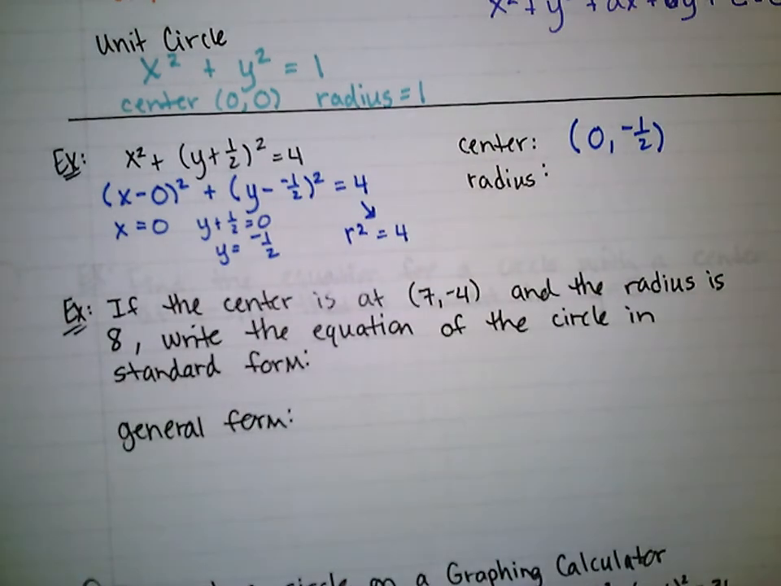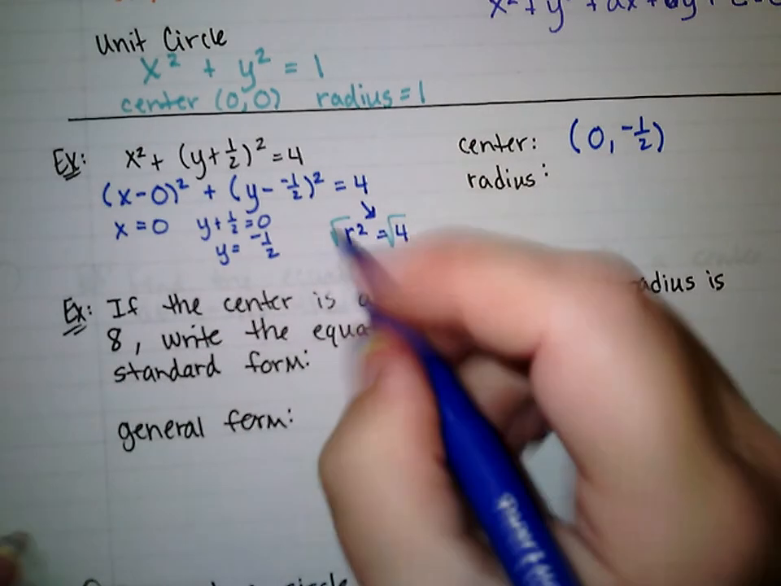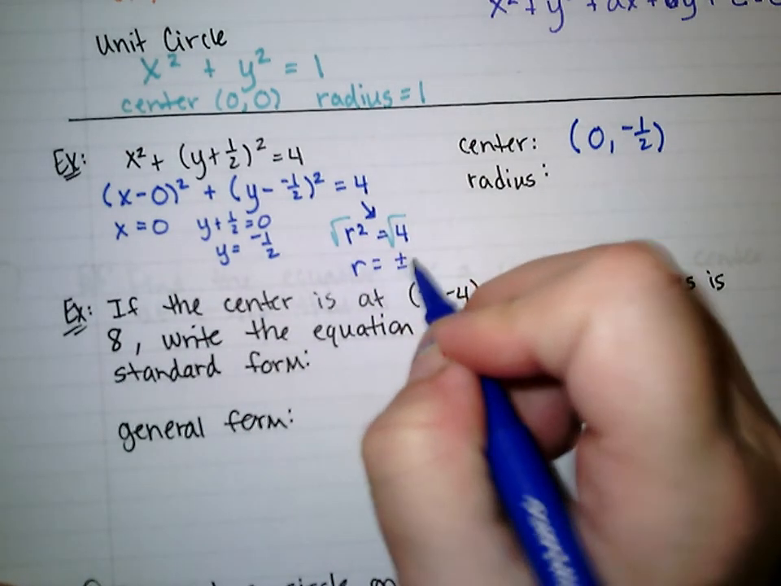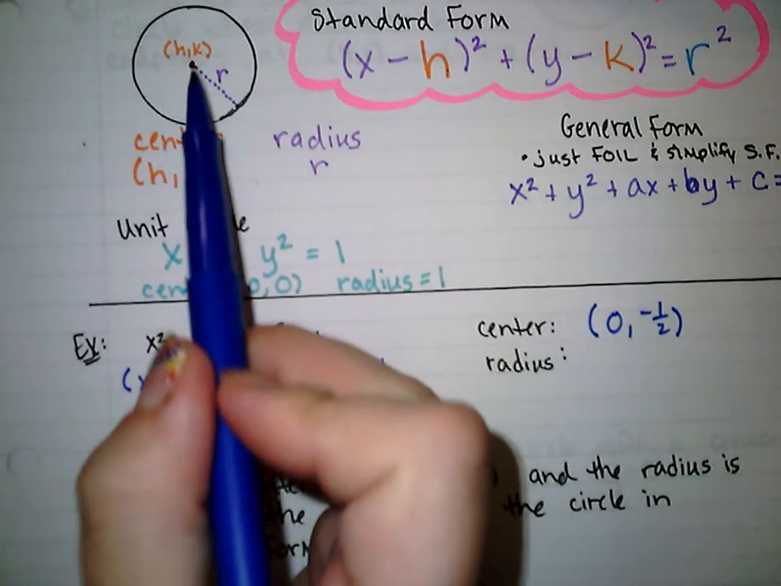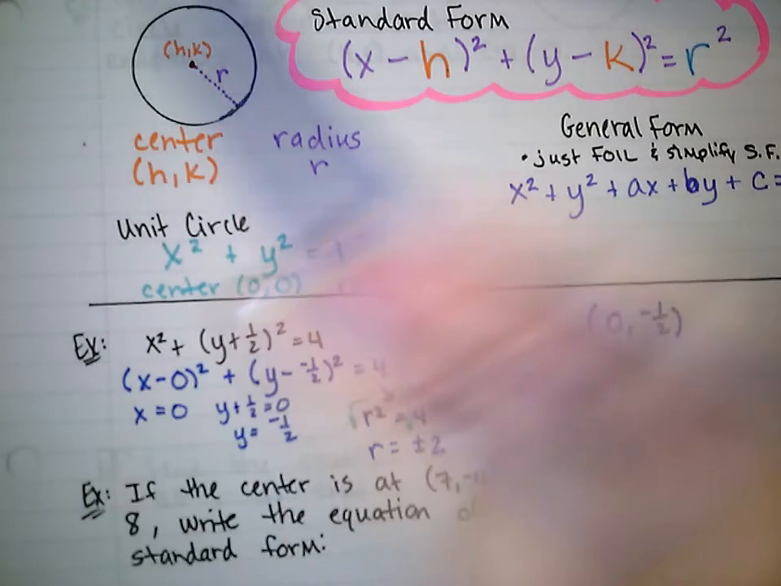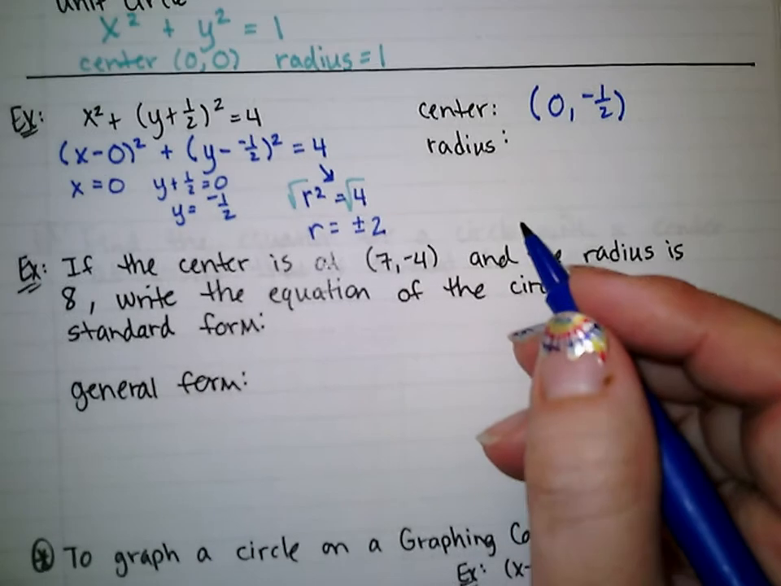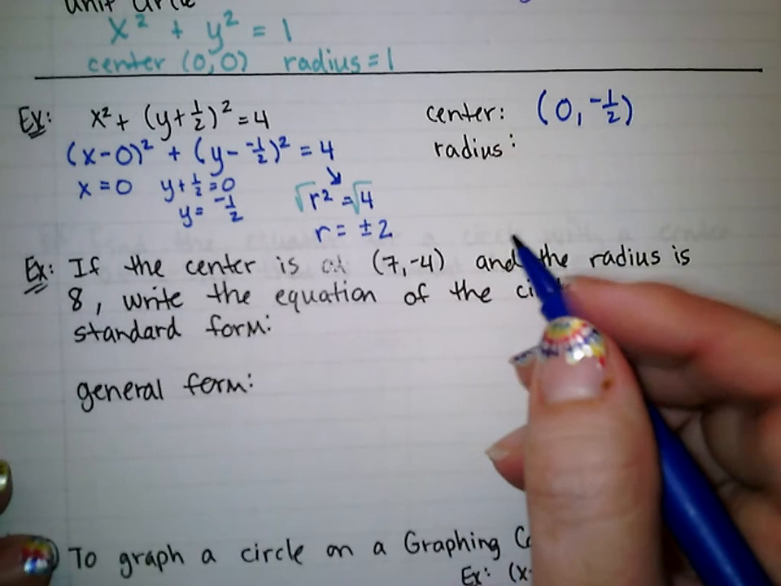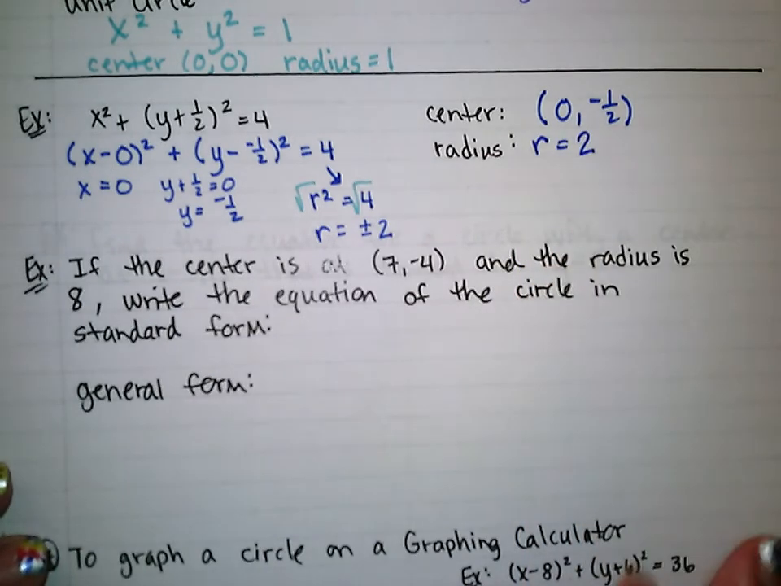And then the radius, remember this is r squared equals 4. Technically, when we take the square root of both sides, we would get that the radius is plus and minus 2. That's kind of true because I'm going to the right and to the left and up and down and all the directions. But radius is a measure of how long that is, so we're going to use only the positive. So the radius would be 2.